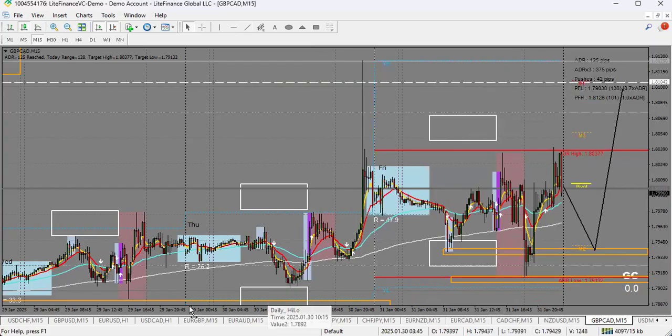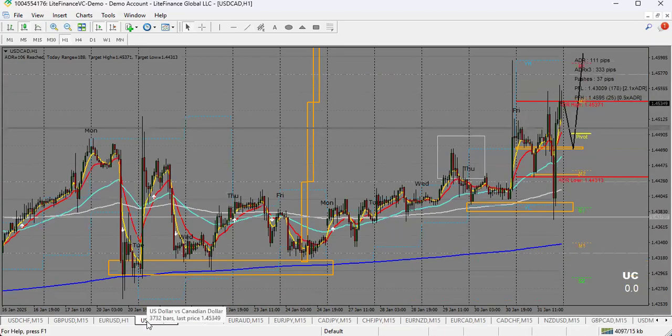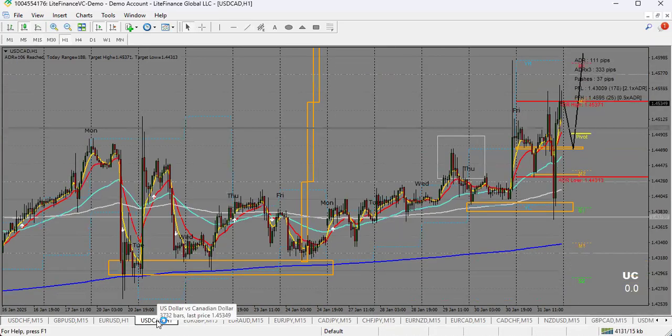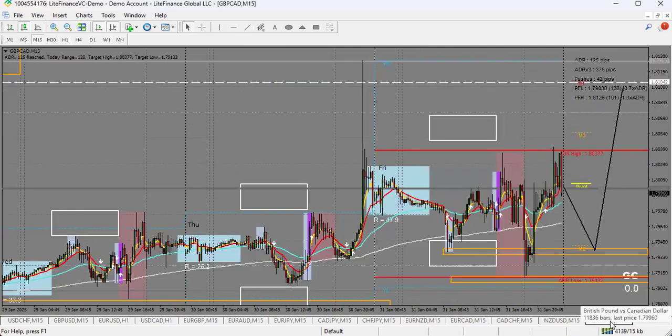And if we look at our anticipation on USDCAD, it's almost the same. I think it's the same as GBPCAD simply because these are correlated pairs and they have positive correlation. So we would expect most of the time for them to move in the same direction.